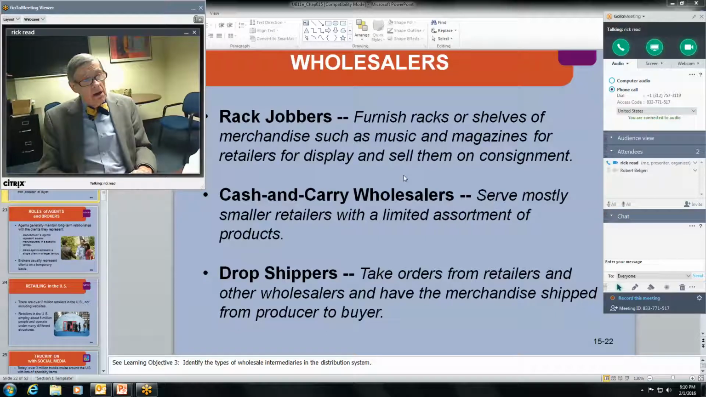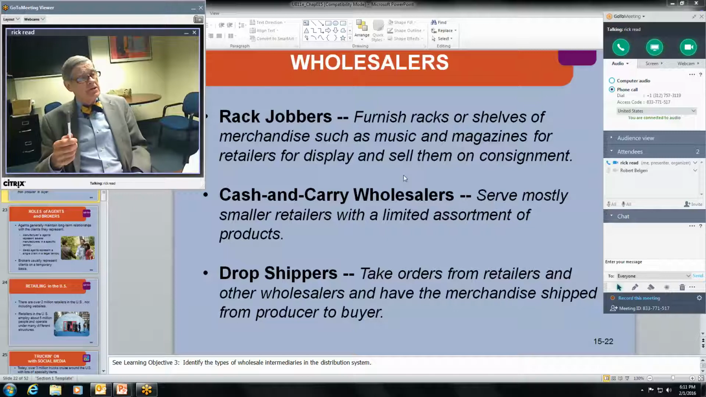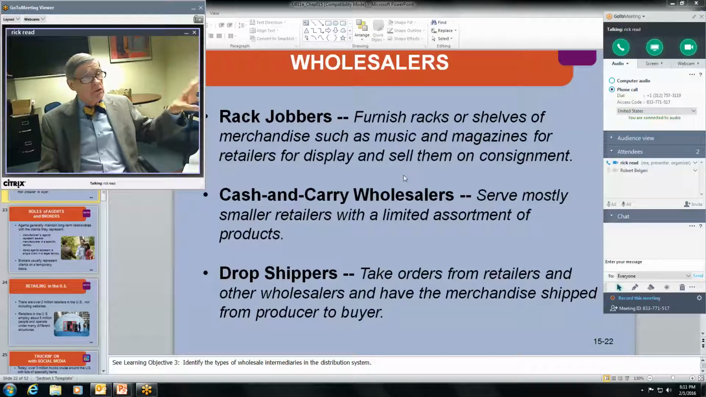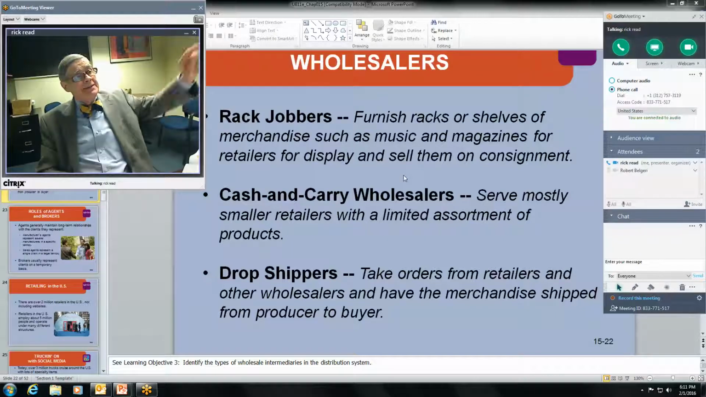Cash and carry, notice here, is exactly what it says. We don't see too many of these today as we used to some years ago. These types of wholesalers normally do business with small retailers, and you come in and you say, this is what I want to purchase, and you pay the money and you carry it out. Note the limited assortment of products. A drop shipper takes the order from a retailer and then drops it where the customer wants it.